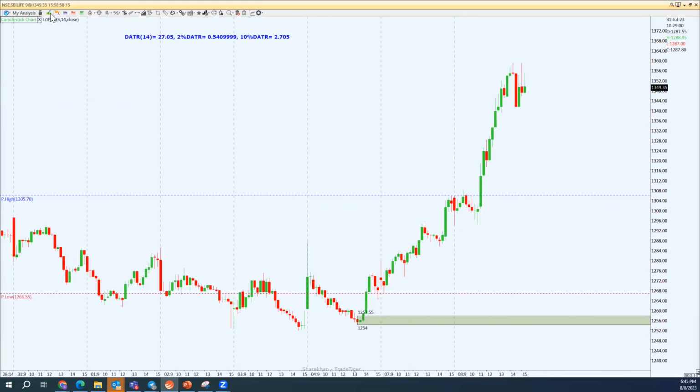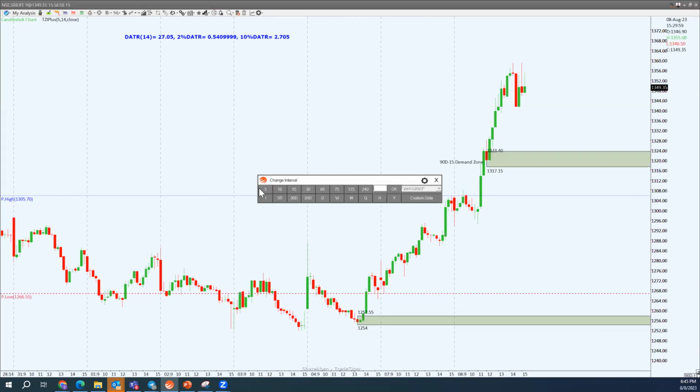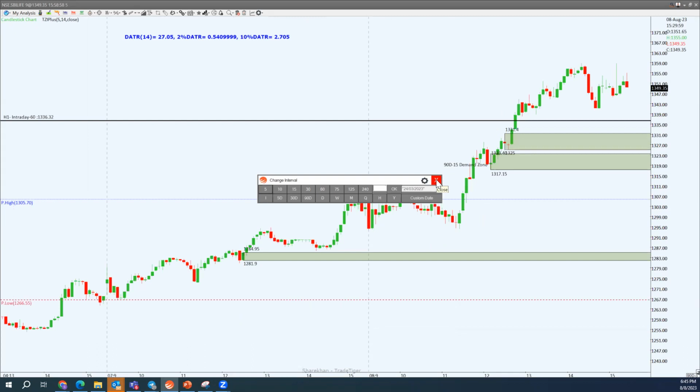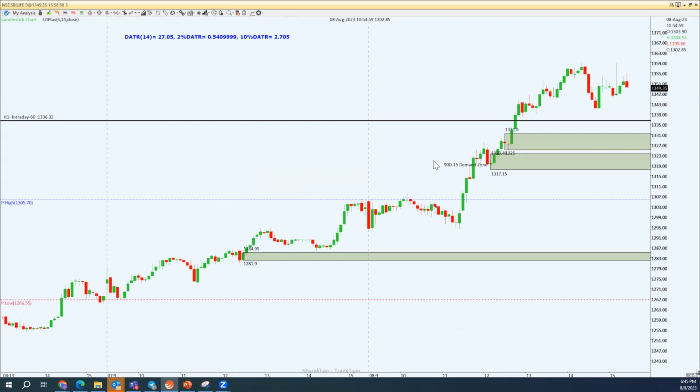If there is any pullback till this area, or let me even go to 5 minutes and see if there are any proper levels where you can make a long position. If there is any pullback, definitely you can make a long position.